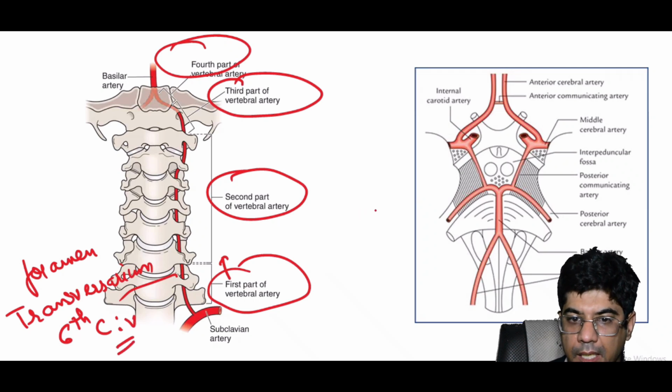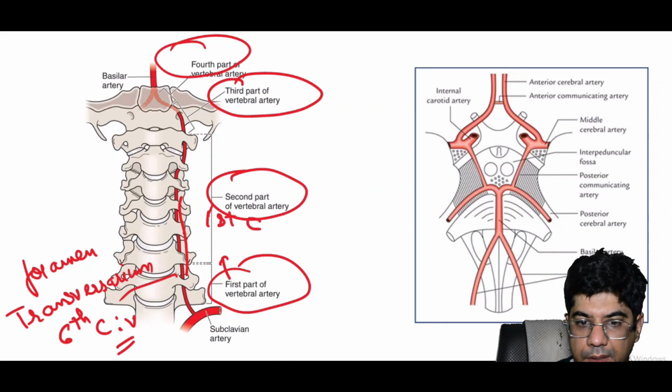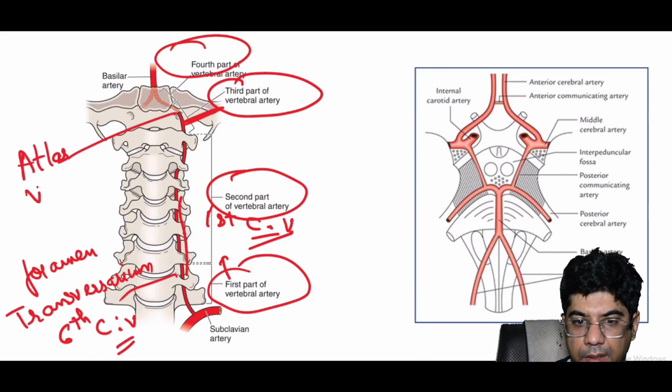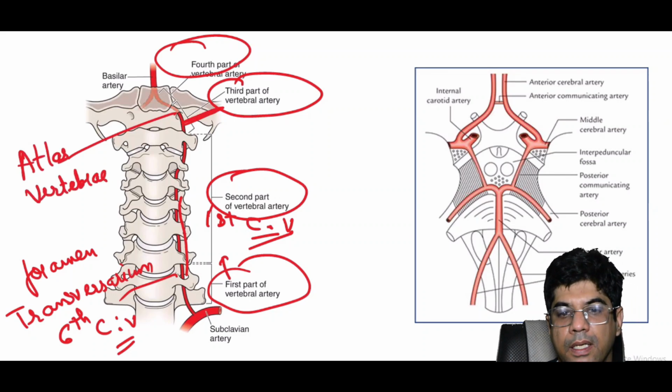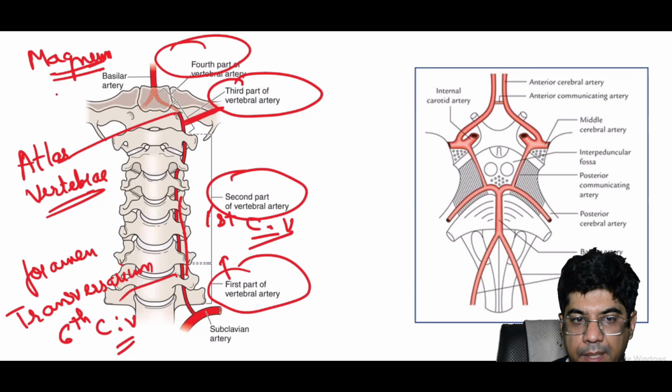The second part goes from the foramen transversarium of the sixth to the first cervical vertebra. And the third part lies on the posterior arch of atlas vertebra. And the fourth part enters the cranium through foramen magnum and continues under the posterior atlanto-occipital membrane.